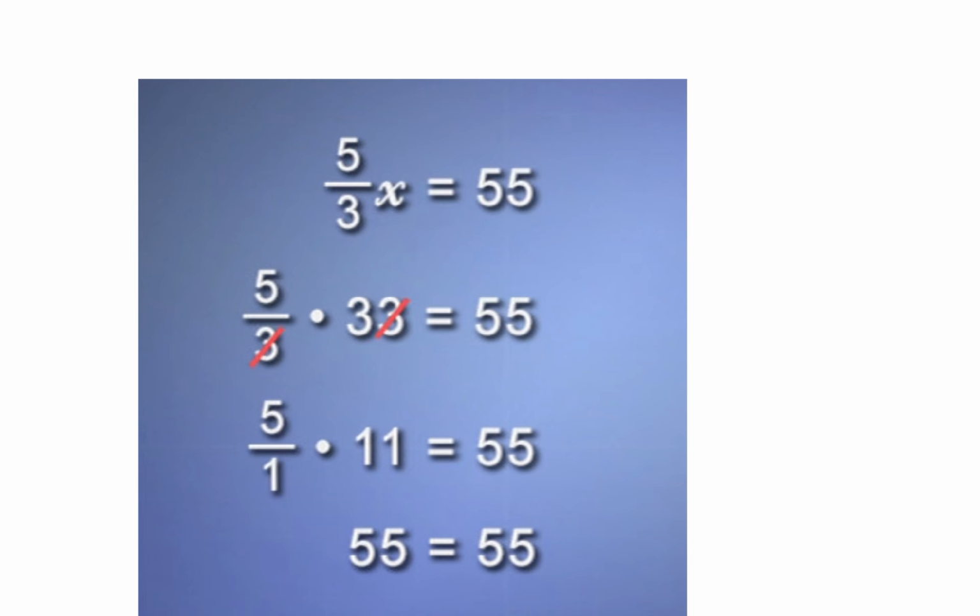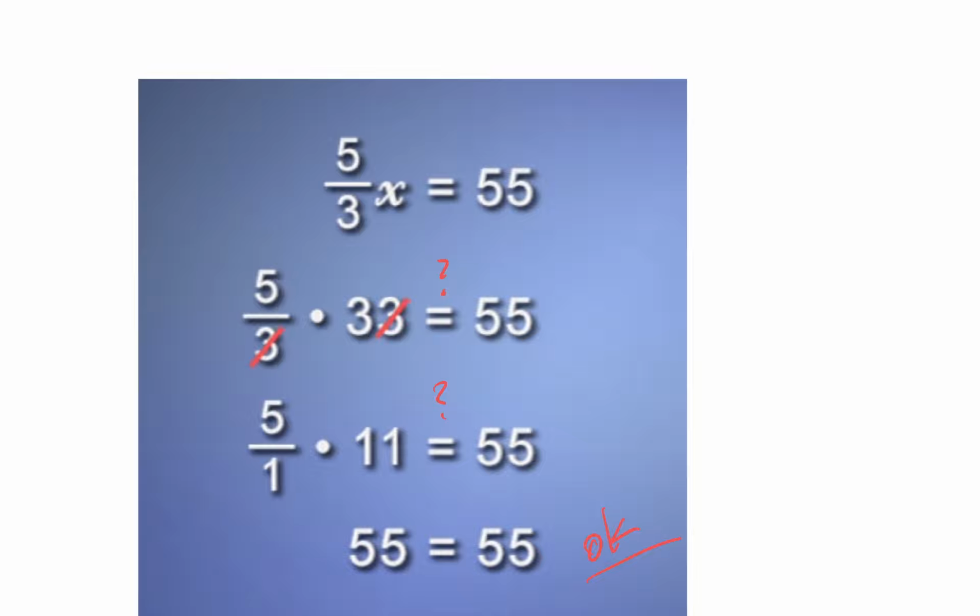Now we are going to check if 33 is the answer. 5/3 multiplied by 33 will be 55. So there is a question mark here, and this is okay. It's a true statement: 55 equals 55. So I have plugged in the 33 for the x.